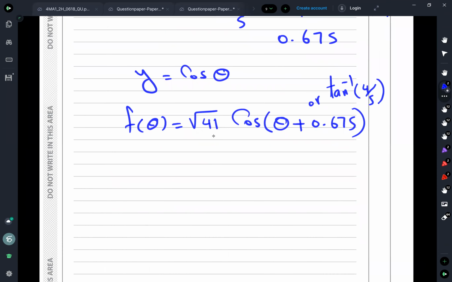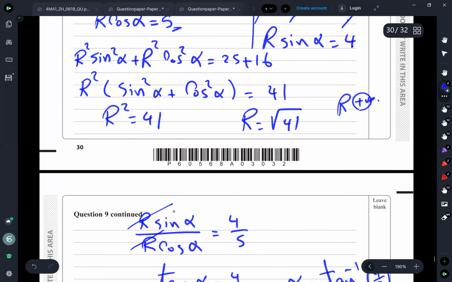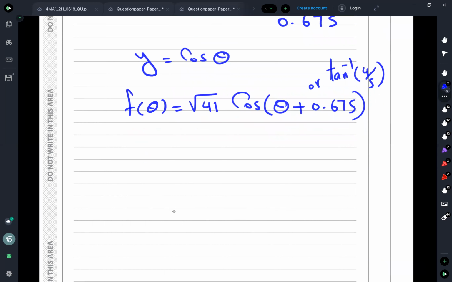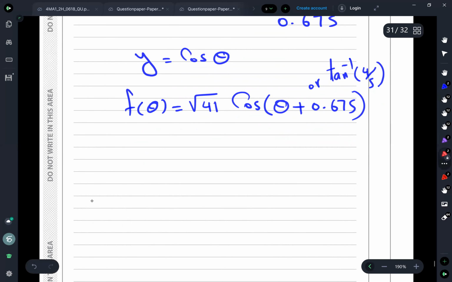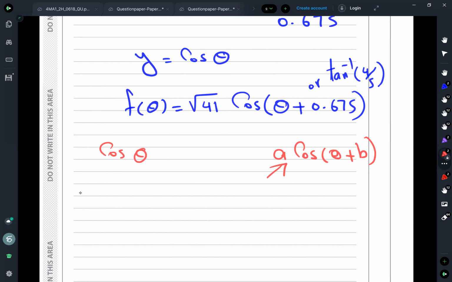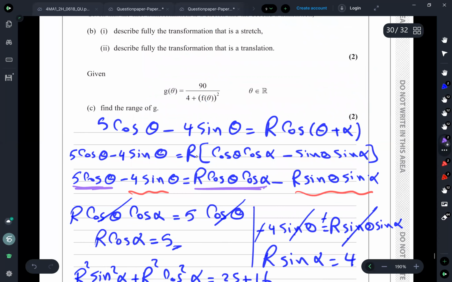By comparing between cosine theta and root 41 cosine theta plus alpha, we have two transformations: one is a stretch and one is a translation. If a function is given, compare between cosine theta and a cosine theta plus b. This value a is the scale factor of the stretch, which is parallel to the y-axis, and this value b is the translation horizontally by b units, but to the left. Don't forget, for translation along the x-axis, we change the sign. This is why it's written in part b.